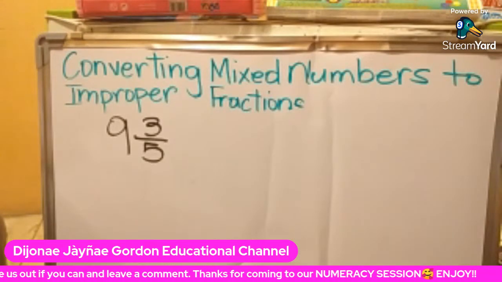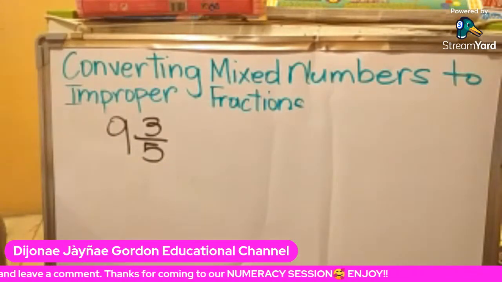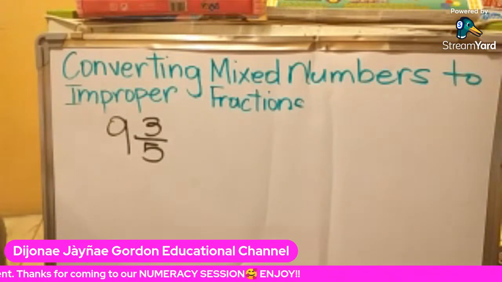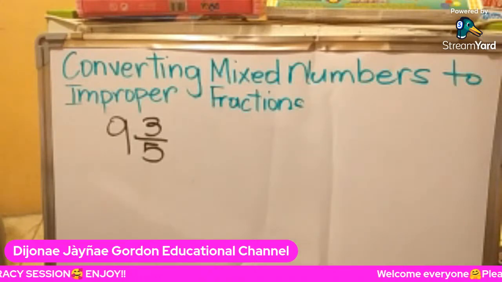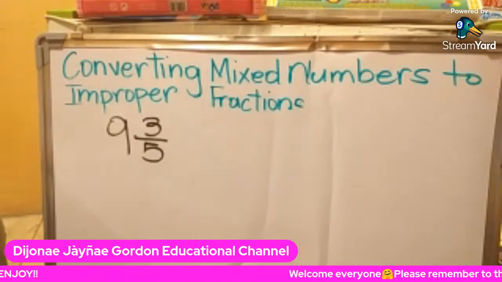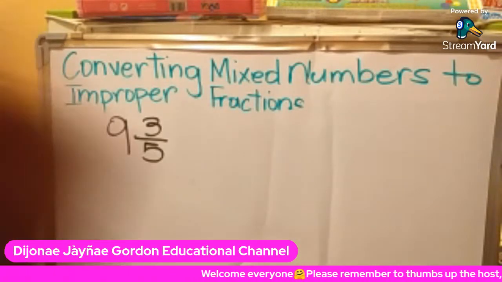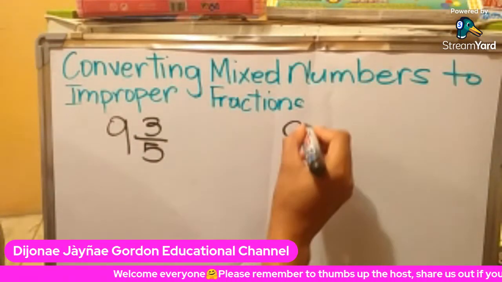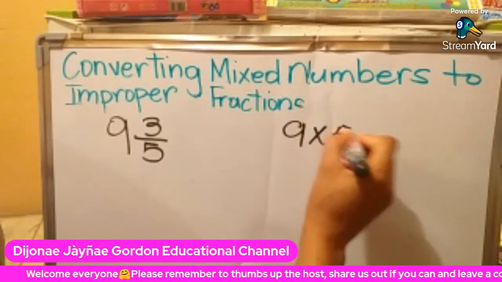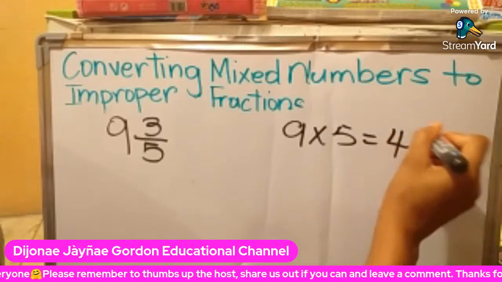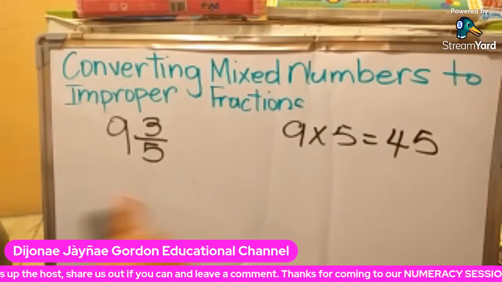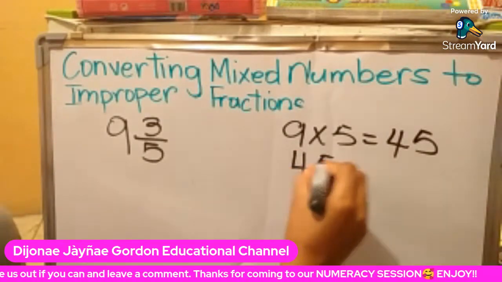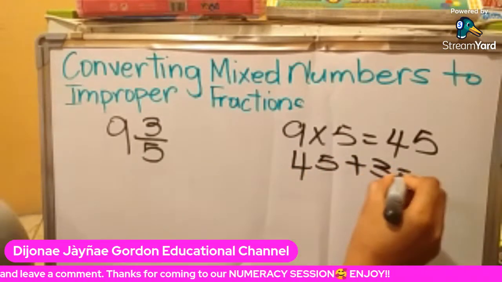All right, first I have to know my 5 times or my 9 times. I may not know my 9 times, so I know my 5 times. And 5 9s are 45. So 9 multiplied by 5 is 45. All right, so that 45 is now added to 3. So 45 plus 3, let's see what we get.